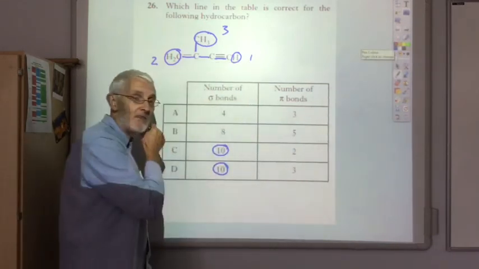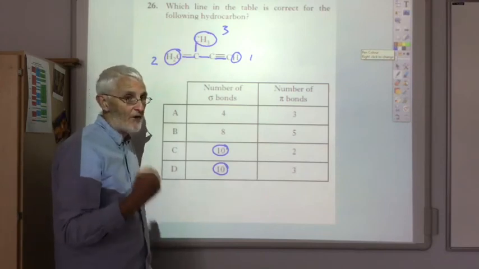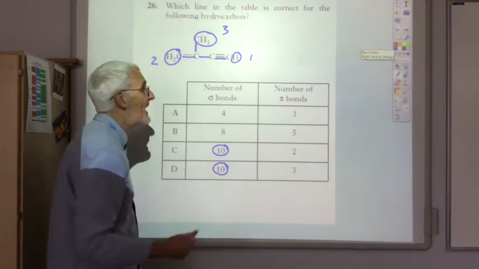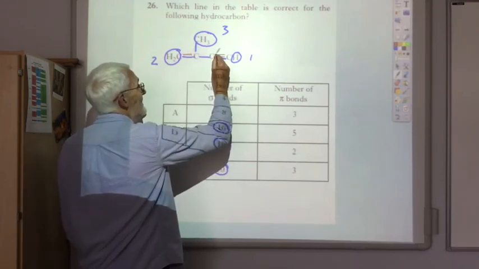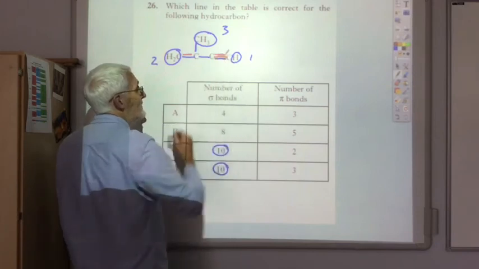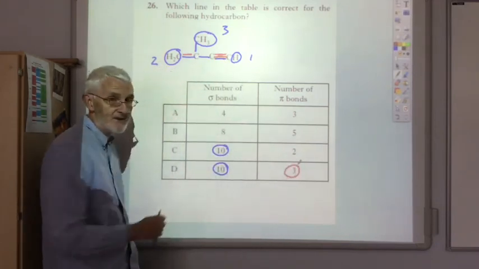And then when you have double and triple bonds, the first bond is sigma, the rest are always pi. So here we've got 1 pi bond, and in the triple bond here we've got 2 pi bonds. So there's 3 pi bonds, so the answer was D.